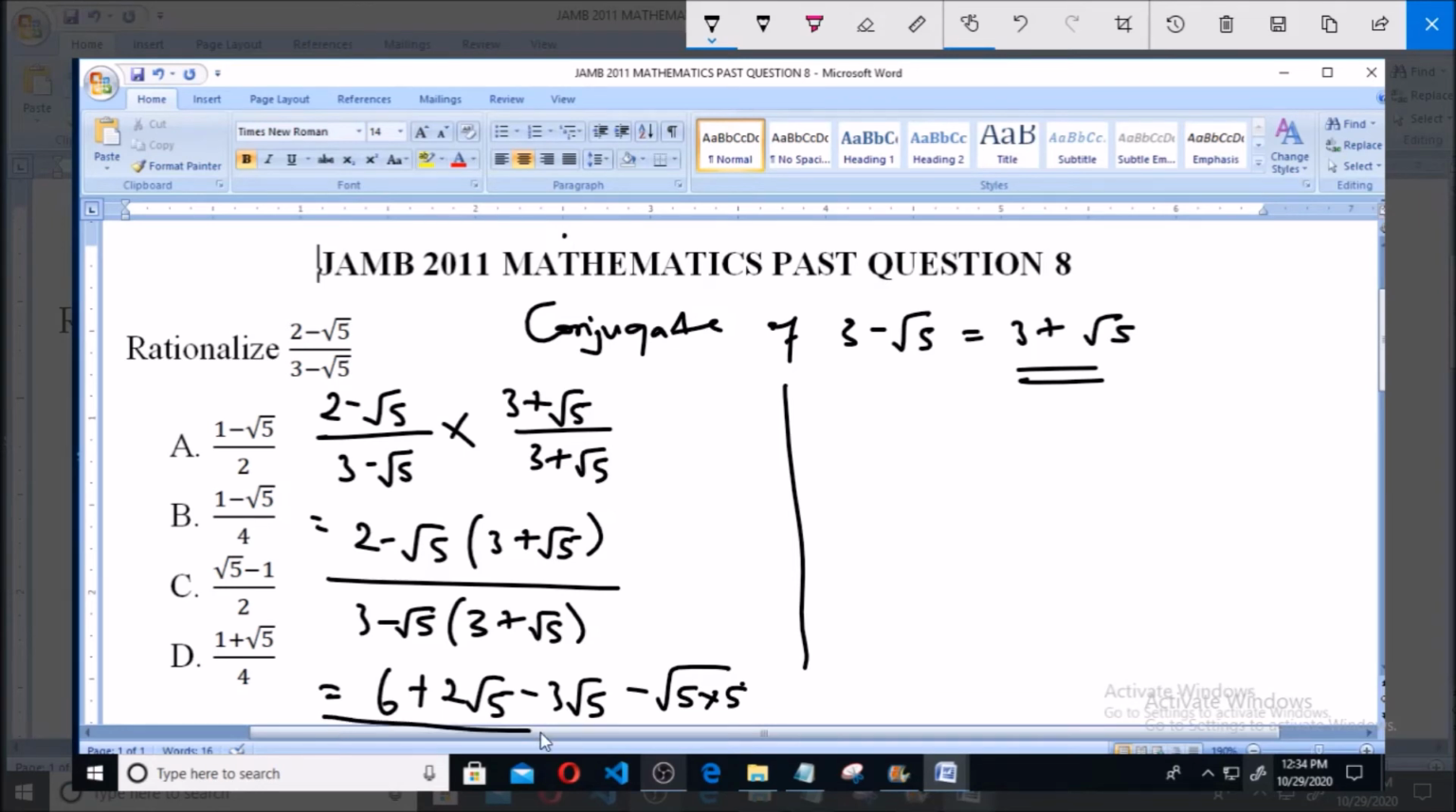Now 3 multiplied by 3 will give us 9. Then 3 multiplied by root 5 will give us what? 3 root 5. Then minus 5 multiplied by 3 will give us what? Minus 3 root 5. Then minus root 5 multiplied by plus root 5 will give us what? Minus root 5 multiplied by 5. So this is equal to 6.